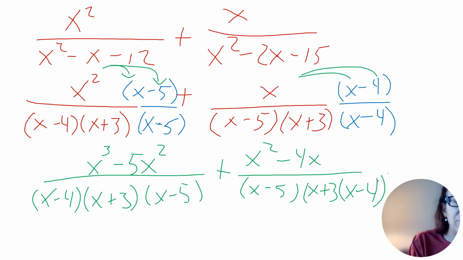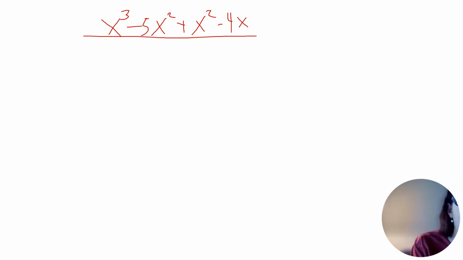Now, when you are adding fractions, you can simply add straight across. And so I'll have x cubed minus 5x squared plus x squared minus 4x. You want to be careful if you have a minus sign. The minus sign would need to be distributed to the entire second numerator over there. And so that is going to give me x to the third, so we had the minus 5x squared plus x squared minus 4x, all over that common denominator, x minus 4 times x plus 3 times x minus 5.